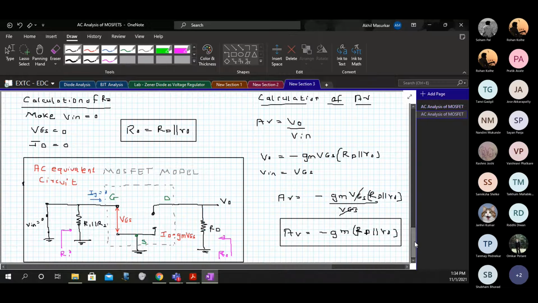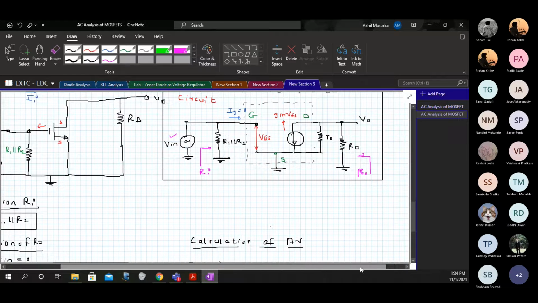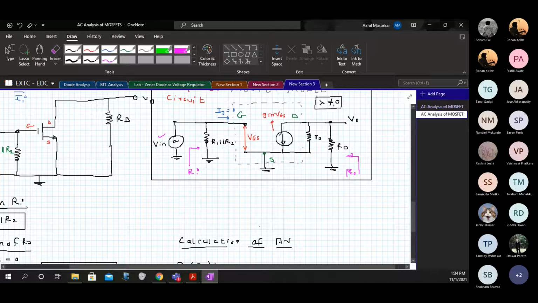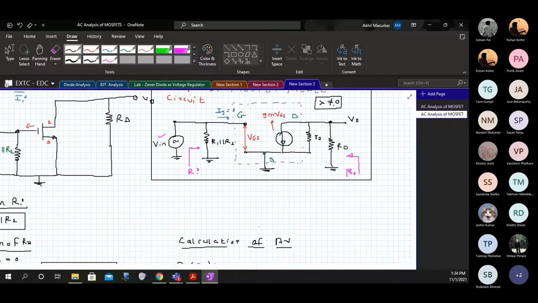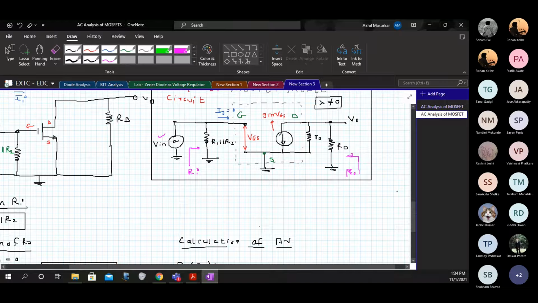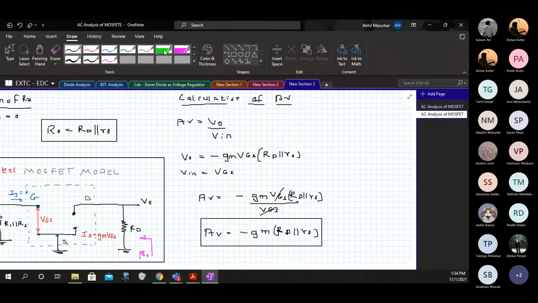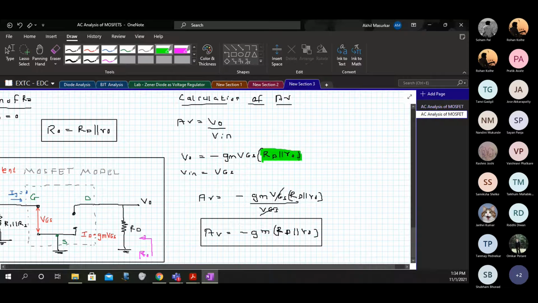So this is the next. All you need to do is the same diagram but with the R0, with the R0 meaning lambda is not equal to 0. In most of the cases, we can assume lambda to be equal to 0. So when you are calculating any problem, you can assume straight away lambda is equal to 0, no problem at all. Only in that case, every RD gets replaced by RD parallel R0.